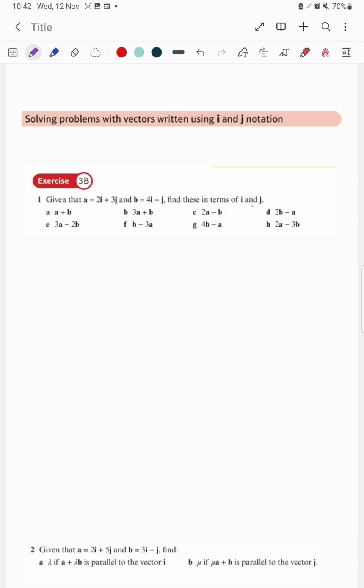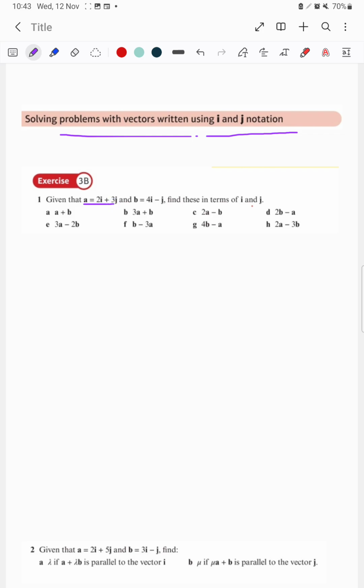In today's session, we are going to work on exercise 3B from Mechanics IAL Pearson Edexcel. So here we will be discussing some problems with vectors using i and j notation. In the last lesson, we learned the meaning of i and j vectors. These are basically the unit vectors in the direction of the x-axis and y-axis. Here is the first question.